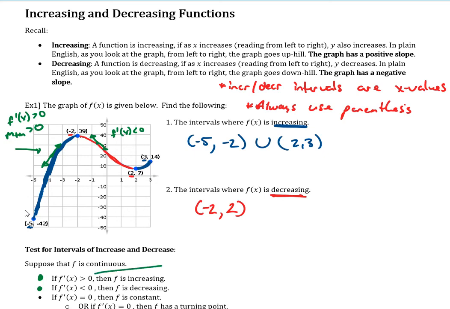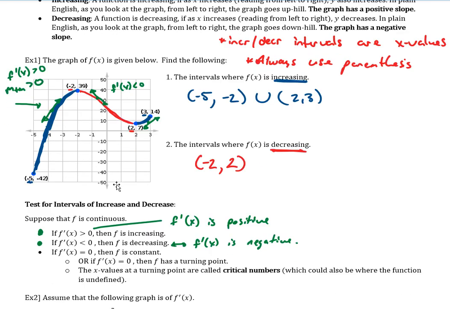So if f prime of x is greater than 0, that does mean f prime of x is positive. And then if f prime of x is less than 0, that means, let's just put it right here too, f prime of x is negative. Okay, so that's the other way to say it. And then back to this blue, wherever I choose a point, it would have a positive slope. Okay, so that's going to be our important connection with the derivative.